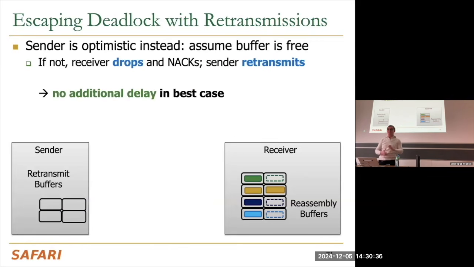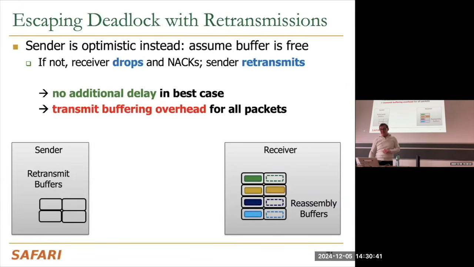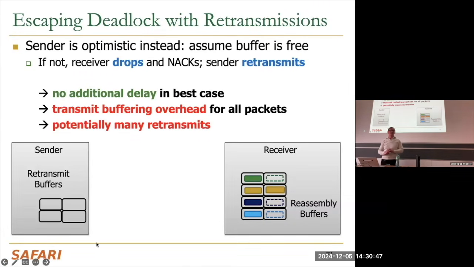So okay, there's no additional delay in the best case. That's good in this, let's say, aggressive or optimistic approach. But now you have transmit buffering overhead for all packets, and also potentially many retransmits. You could be retransmitting many, many times, and you could get unlucky actually. Whether or when you will get a buffer slot now depends on what else is happening in the network, right? Who else is freeing the buffer slots, who else is sending something? So there's a lot of retransmit traffic in this particular case. Okay, clearly I've given you two ends of the spectrum, and the solution lies somewhere in between.